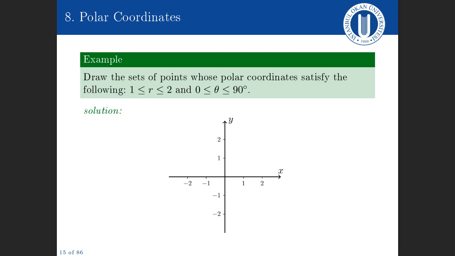For example, draw the set of points whose polar coordinates satisfy the following 2 conditions. r is between 1 and 2, theta is between 0 and 90 degrees. Let's look at these 4 conditions separately. First, we have r equal to 1. That's a circle of radius 1. Our next condition is r is equal to 2. That's a circle of radius 2.